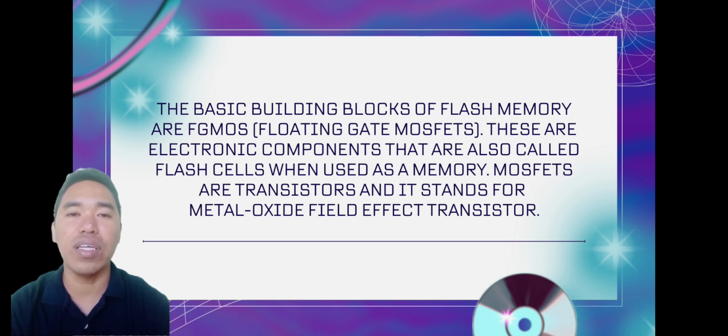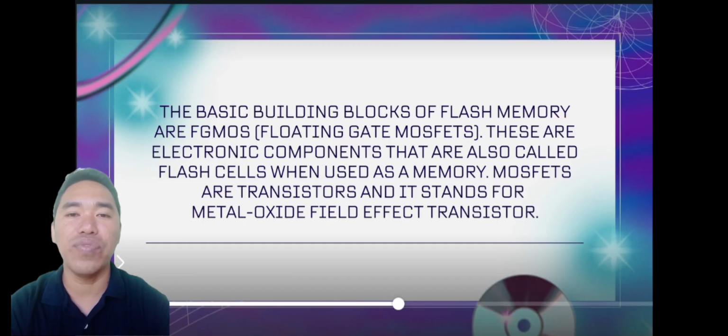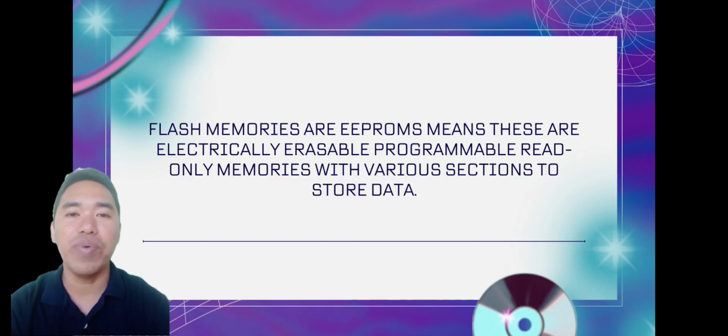MOSFETs are transistors, and the name stands for metal oxide field effect transistor. Flash memories are EEPROMs, meaning these are electrically erasable programmable read-only memories with various sections to store data. Computers and other digital devices understand the binary language of zeros and ones, and each FGMOS can store either 0 or 1. Unlike other MOSFETs, FGMOS has a floating gate for trapping and releasing electric charge.